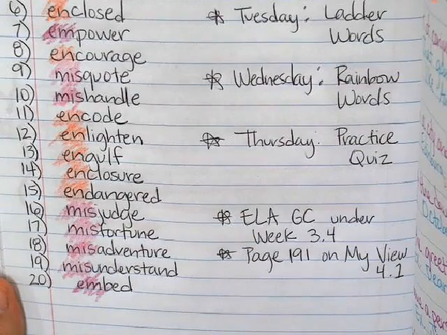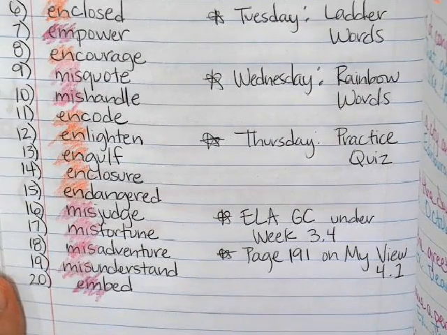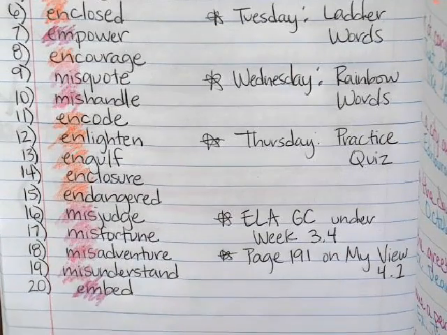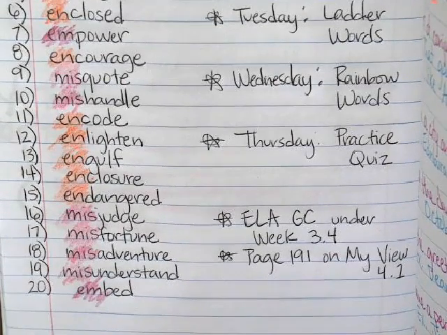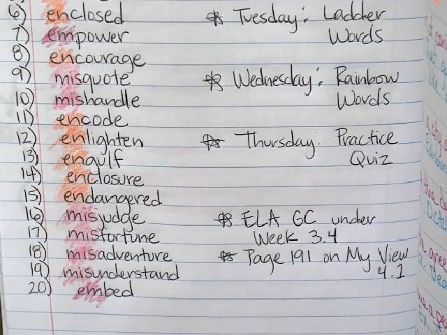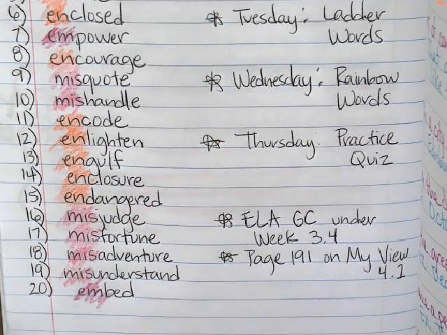Okay, so we're spelling words with prefixes. So make sure you take note of those prefixes. There are three that we're working with this week: mis, en, and em.